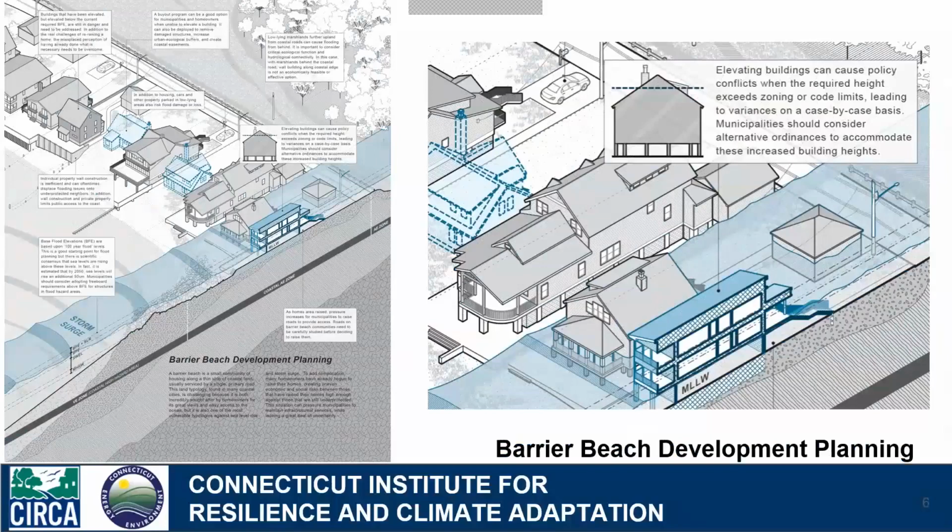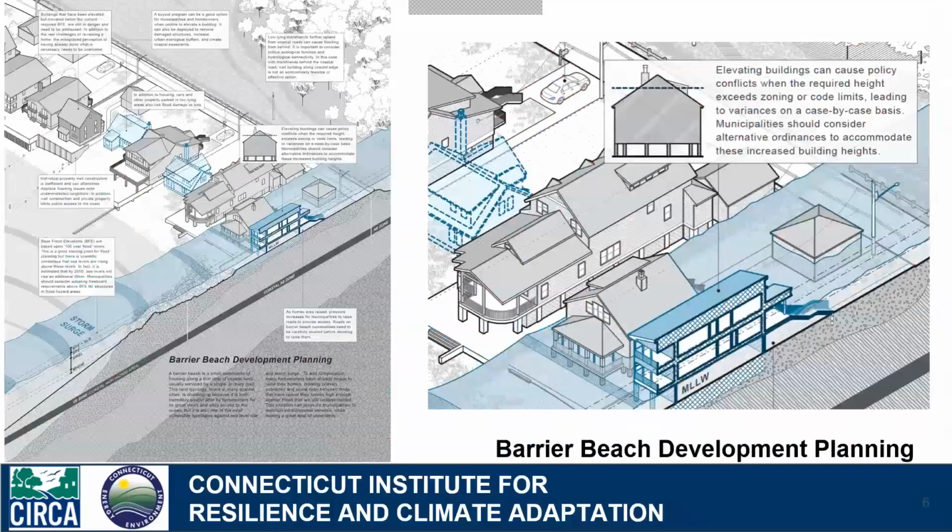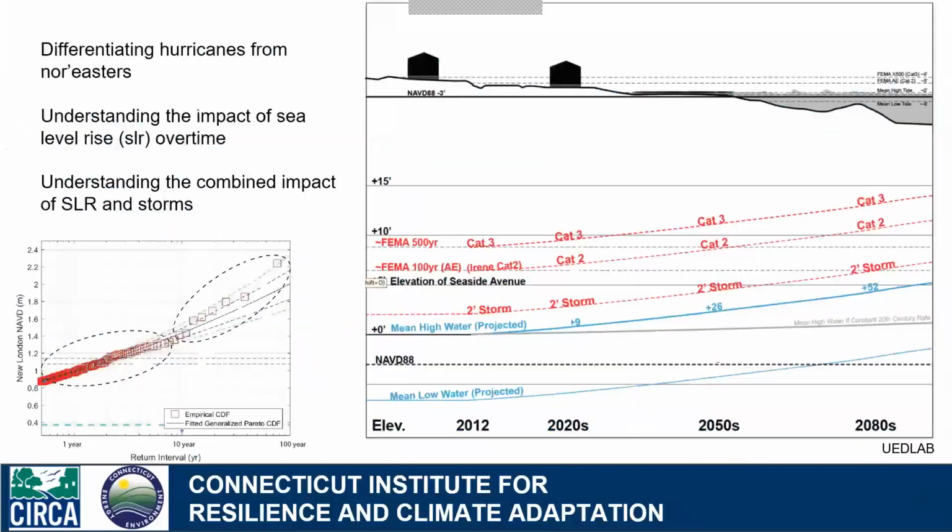So this may lead to variances on a case-by-case basis, and the idea is, can we start to push these concerns forward and have the technical analysis and the considerations be more at the forefront of municipal managers moving forward. The graphics that we're using with the Barrier Beach are also intended to address some of the more complicated considerations around understanding sea level rise and storm surge issues.